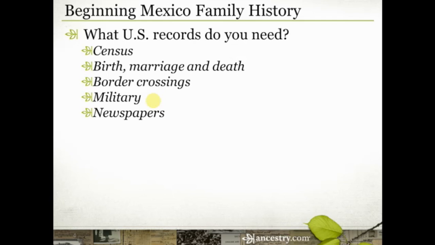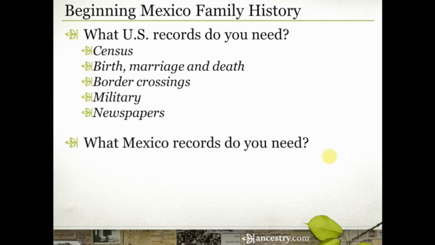And then newspapers. Newspapers are a treasure trove of information. Most specifically, if your family passed away here in the United States, you might want to look for obituaries or other records that detail information about their lives. So that's kind of a high level, really quick, introduction for those of you who are brand new to family history, to some of the records available in the United States that you can use.